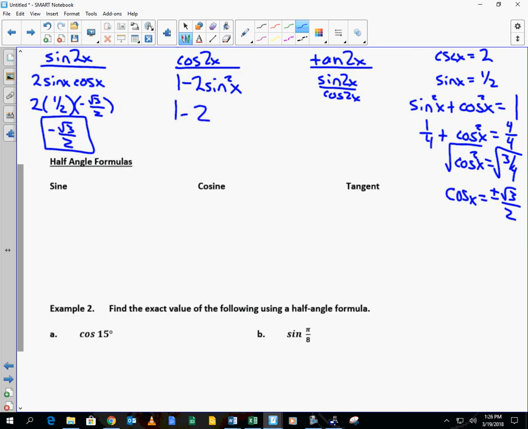1 minus 2 times, what is sine of x? Half, and we square it. So 1/2 squared. What's 1/2 squared? 1/4. So you have 1 minus 2 times a fourth. What's 2 times a fourth? A half. What's 1 minus a half? A half.